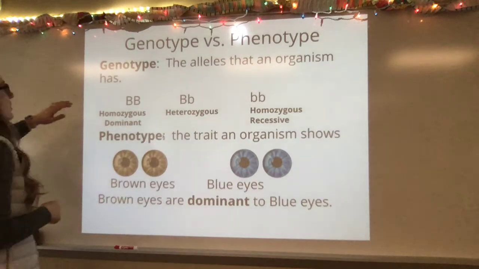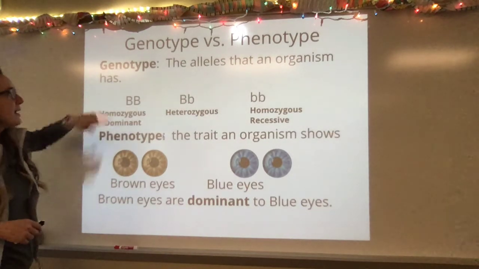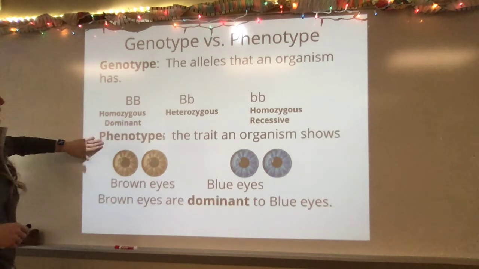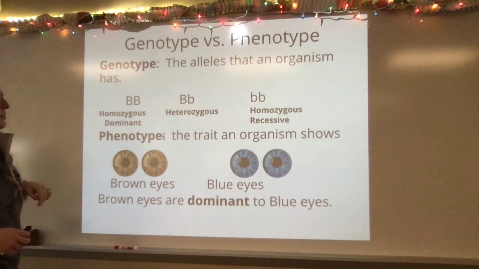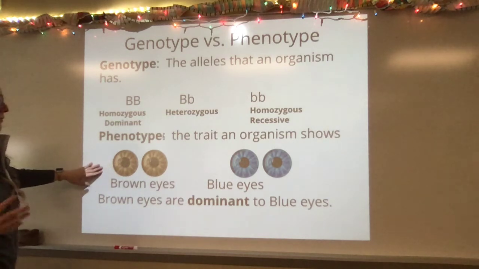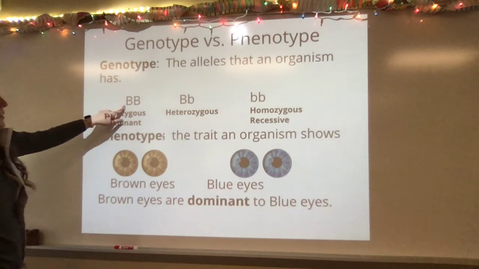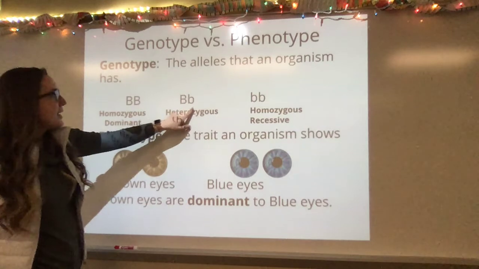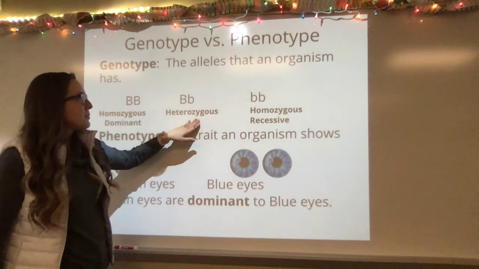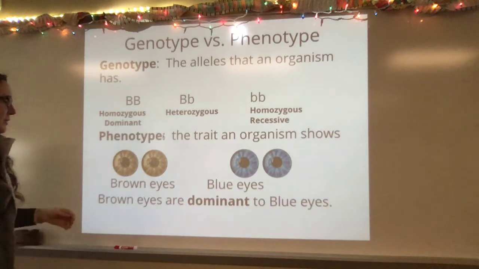So a quick review of terms. Genotype, those are the genes or the alleles that the organism has. We represent those as letters. Phenotype is the trait that the organism shows, so we represent that as a descriptive term, what the physical trait is. So there's homozygous dominant, where you only have dominant alleles, heterozygous, where you have a mix between the two, so this would be like a hybrid, and then homozygous recessive, only the recessive alleles.